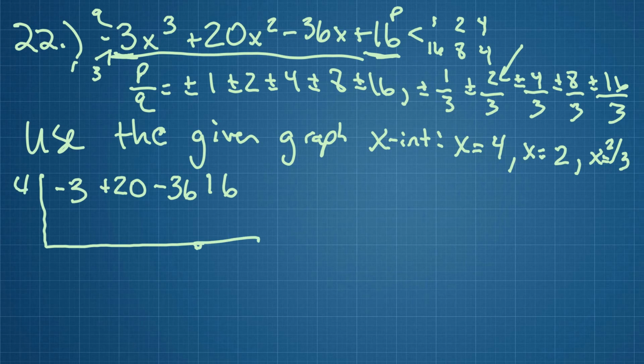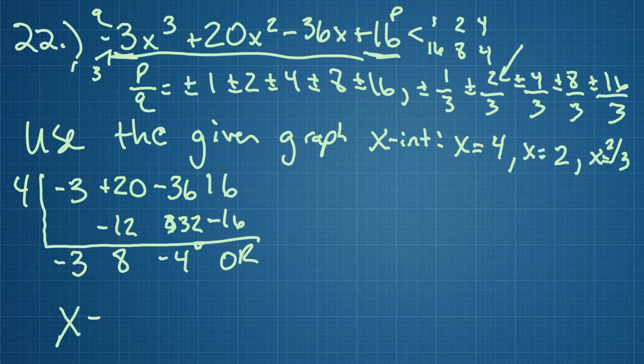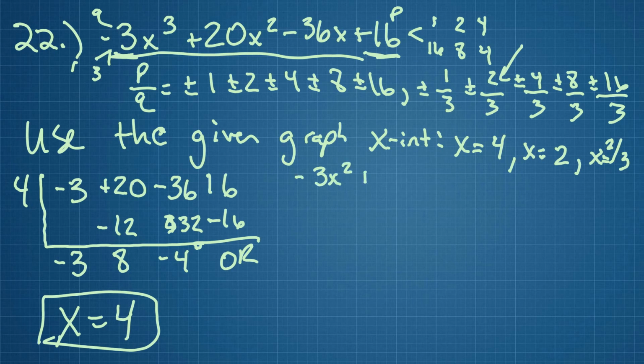I'm going to put 4 on the outside. Drop down the 4. Negative 3 times 4 is negative 12. Gives me positive 8. Gives me 32, which gives me negative 4. 4 times negative 4 is negative 16. It works. So x equals 4 is a solution. I just proved it. Now, this is negative 3x squared plus 8x minus 4.